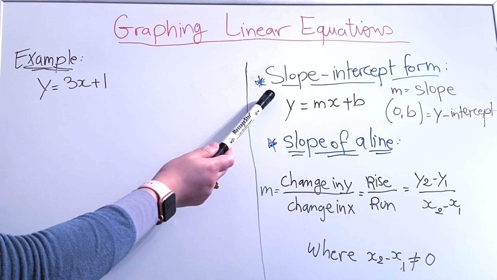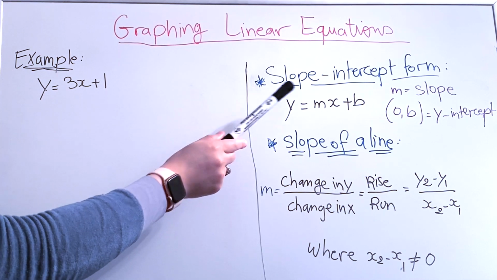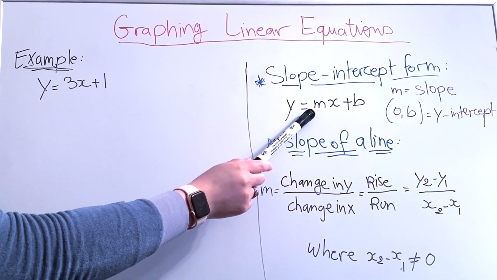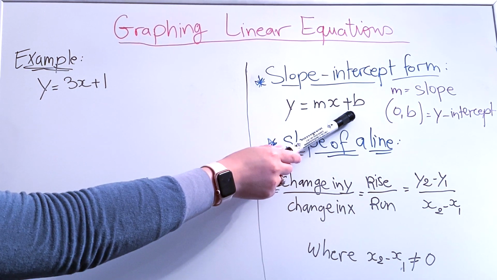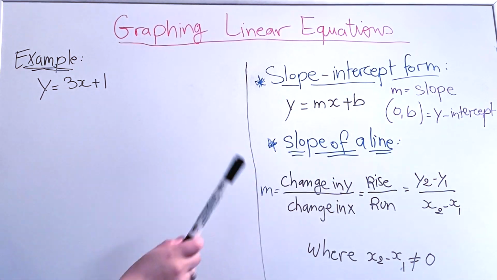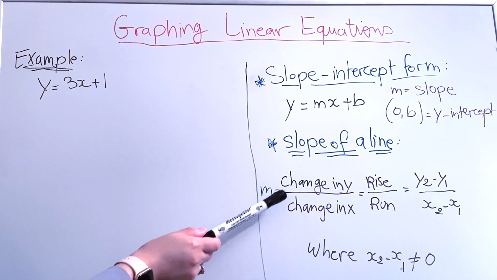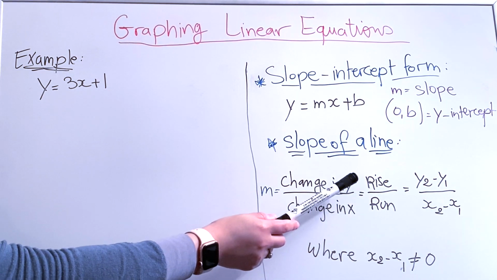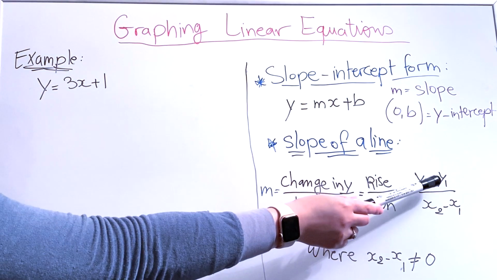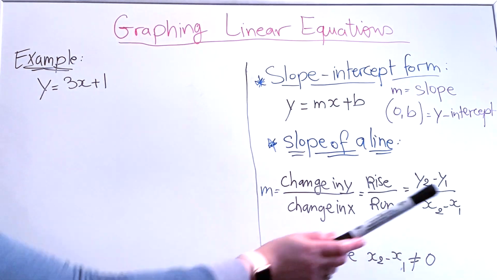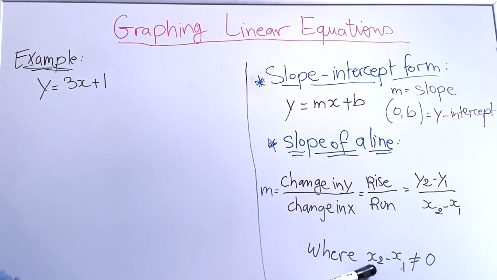Now let's move to slope-intercept form. What does slope-intercept form mean? It's y equal to mx plus b, where m is called the slope and b is the y-intercept. Now let's see what the slope of a line means. m is equal to change in y over change in x, equal to rise over run, y for the second point minus y for the first point, divided by x for the second point minus x for the first point. However, x2 minus x1 should not equal 0.